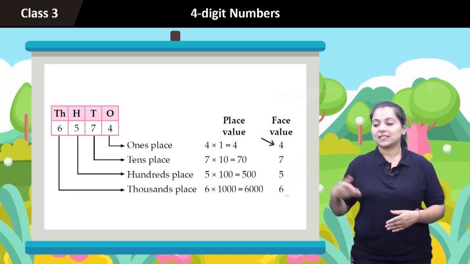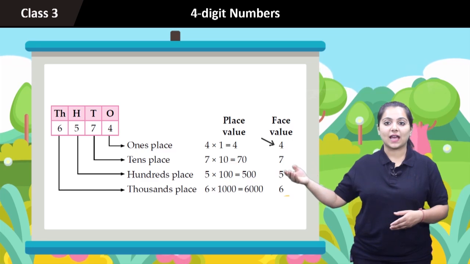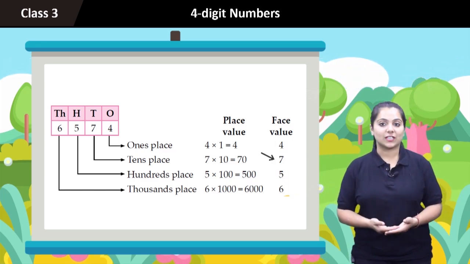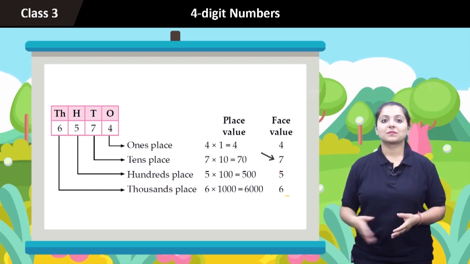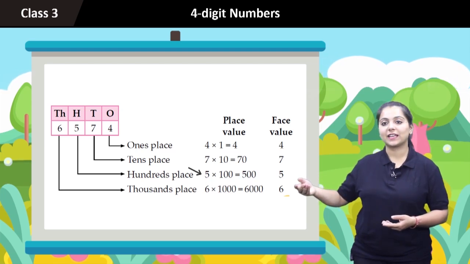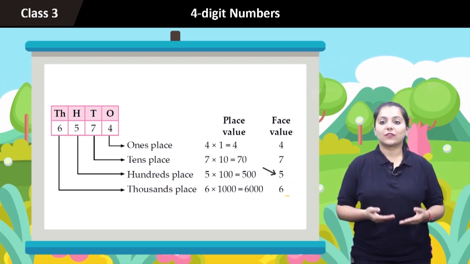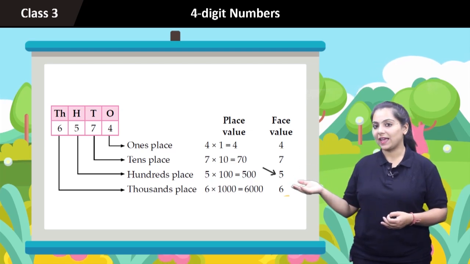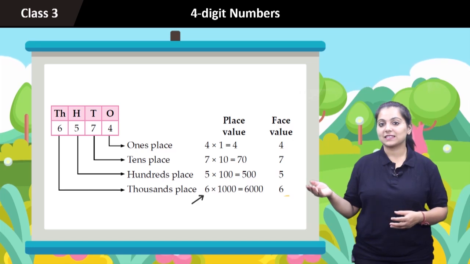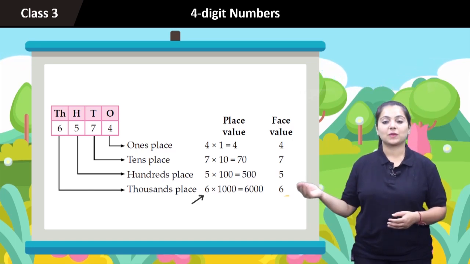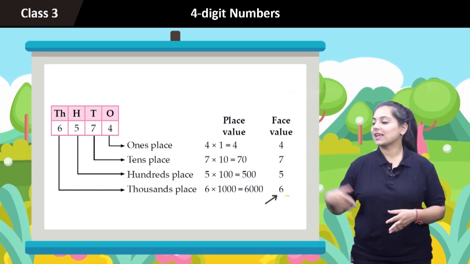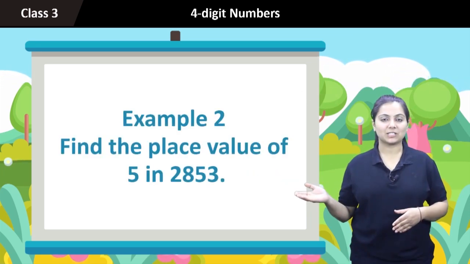Now 7 is at tens place. We can write it as 7 multiplied by 10 gives 70. So the face value is 7. Now 5 is at hundreds place. 5 multiplied by 100 gives 500. Face value of 5 is 5. Now, thousands place. 6 is at thousands place. 6 multiplied by 1000 gives 6000. Face value is 6.